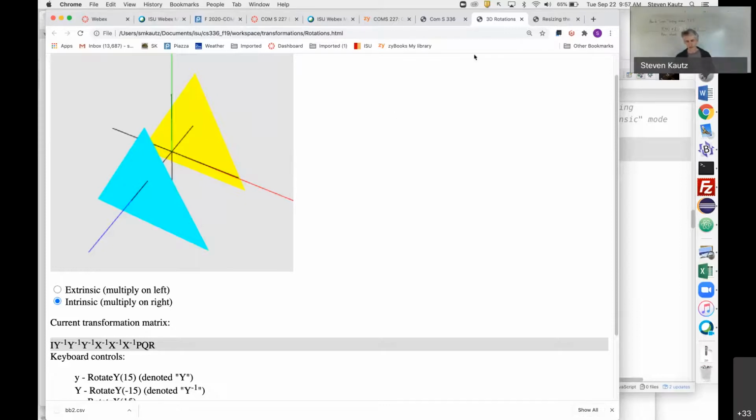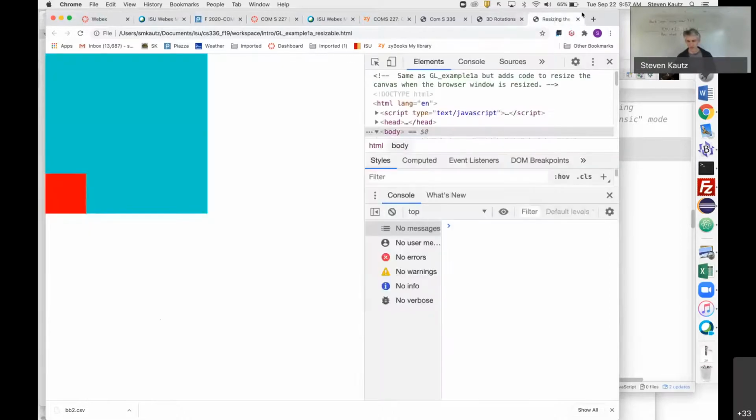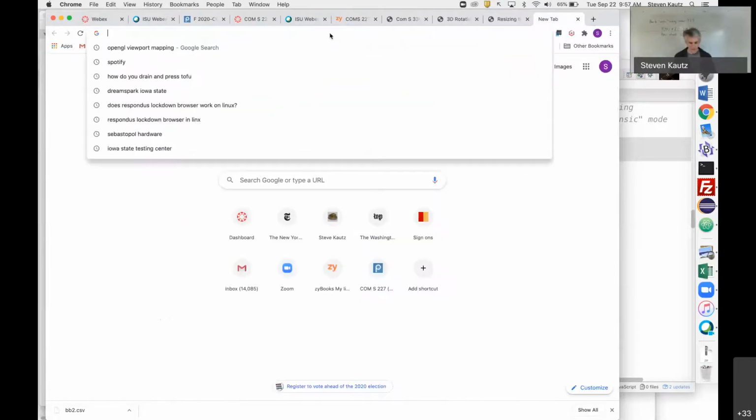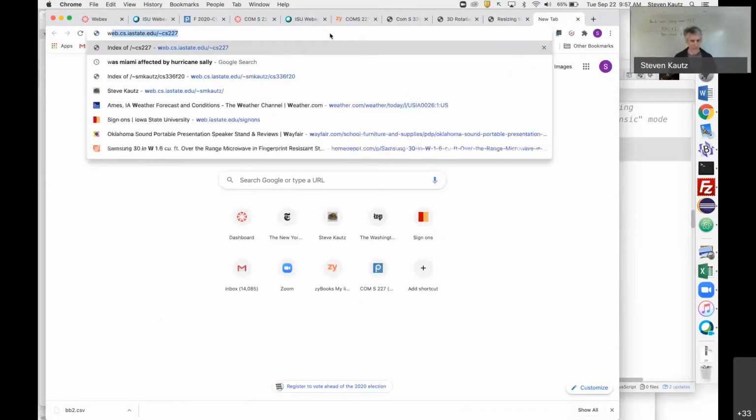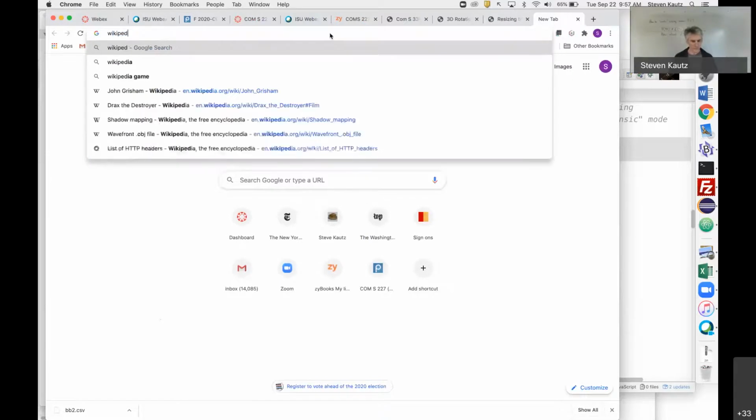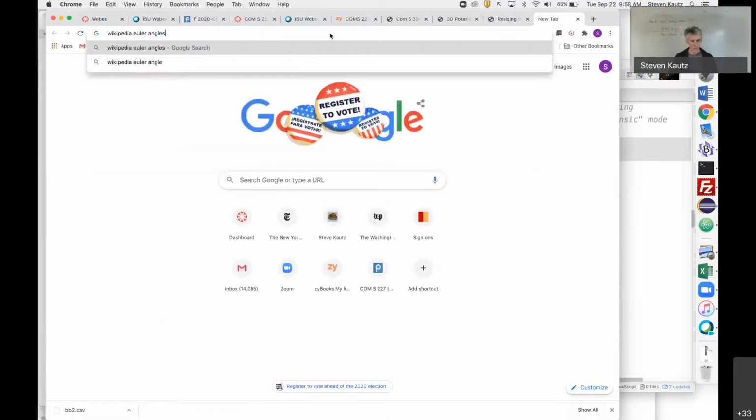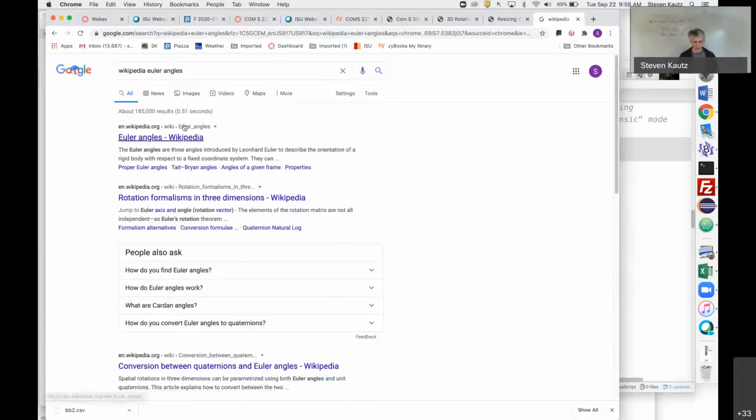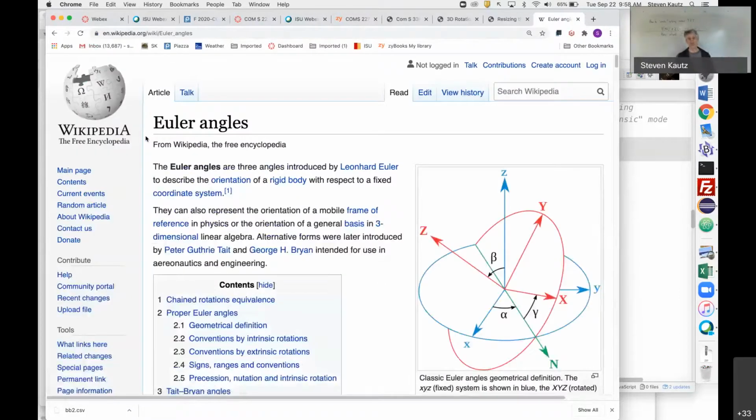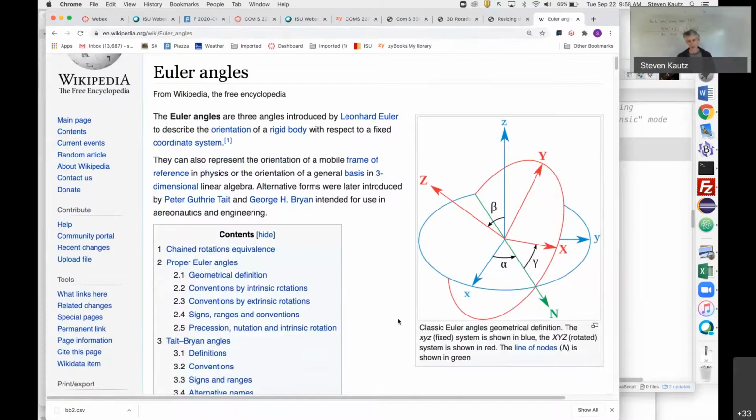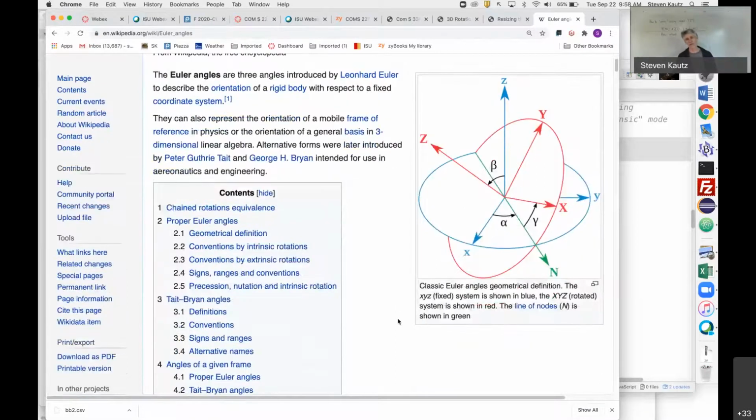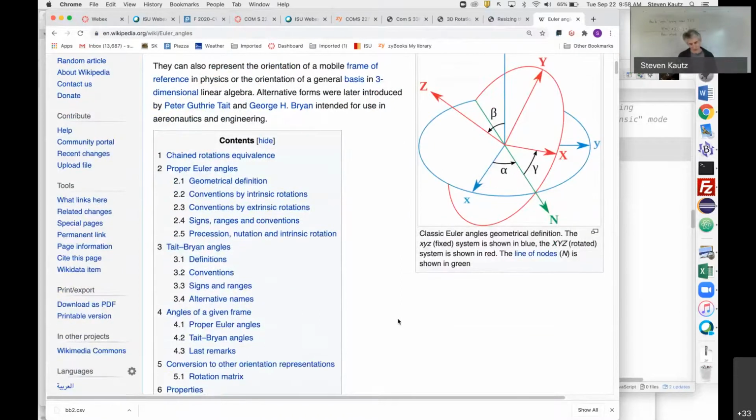I will show you this one thing. This is actually a pretty nice article about Euler angles in general from Wikipedia, and you might take a look at it again and just try to think through what they're talking about and visualize it. This is where I picked up the terminology intrinsic versus extrinsic, by the way, which I have found useful in my own thinking.